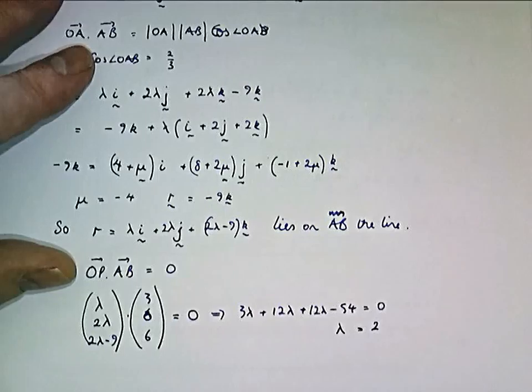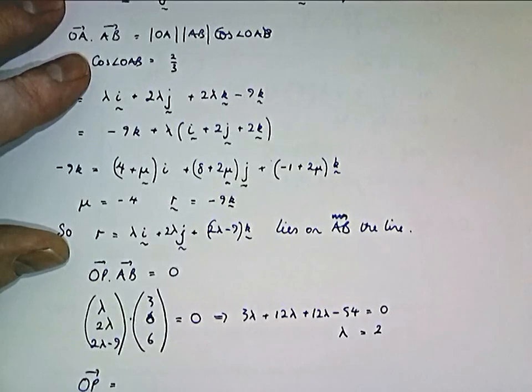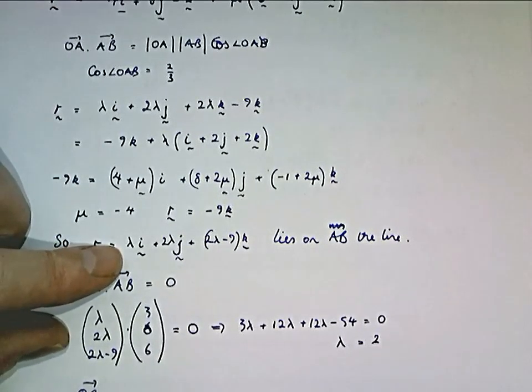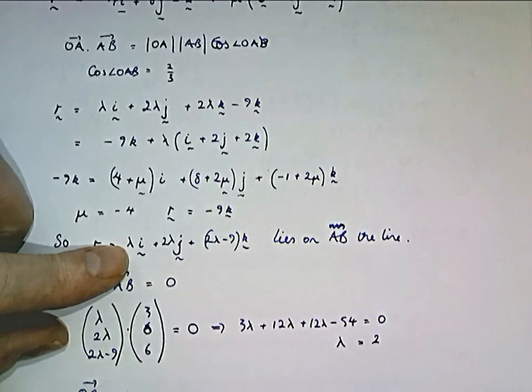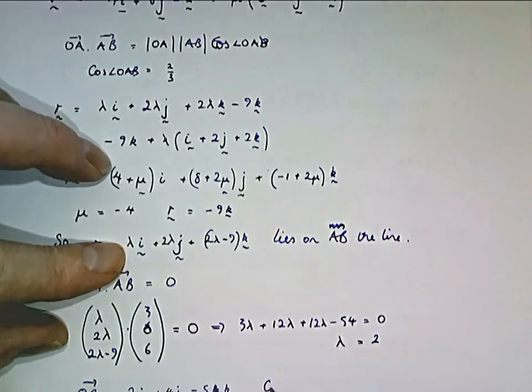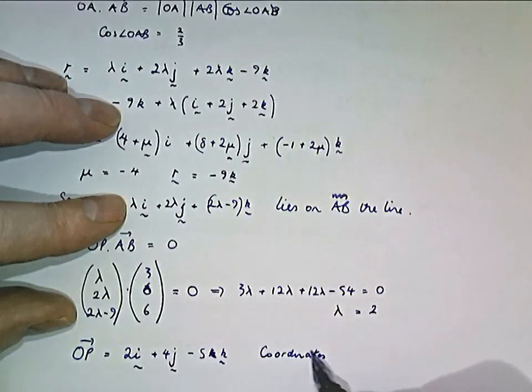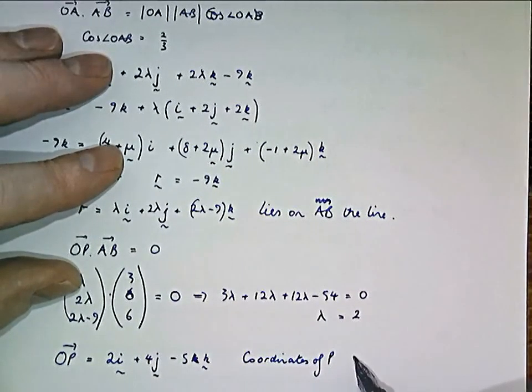So we found that the vector OP is going to be equal to 2i plus 4j minus 5k, and the coordinates of P would therefore be 2, 4, minus 5.